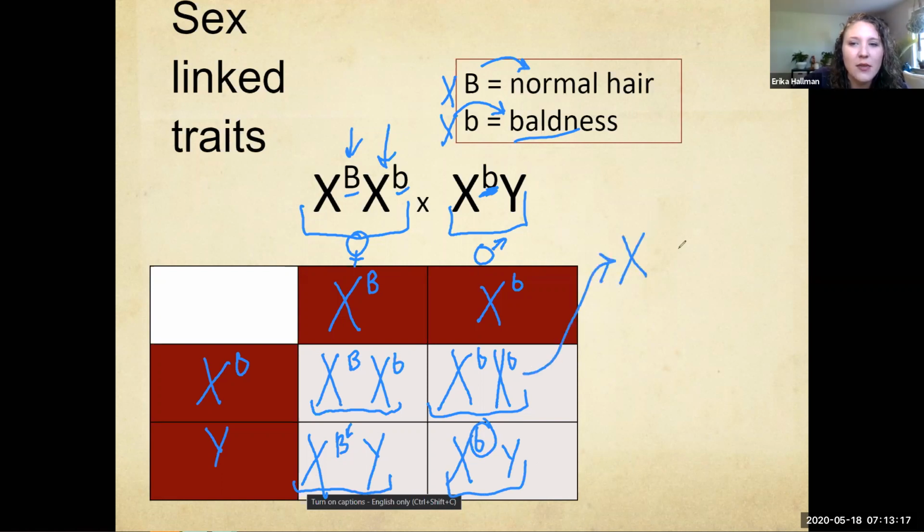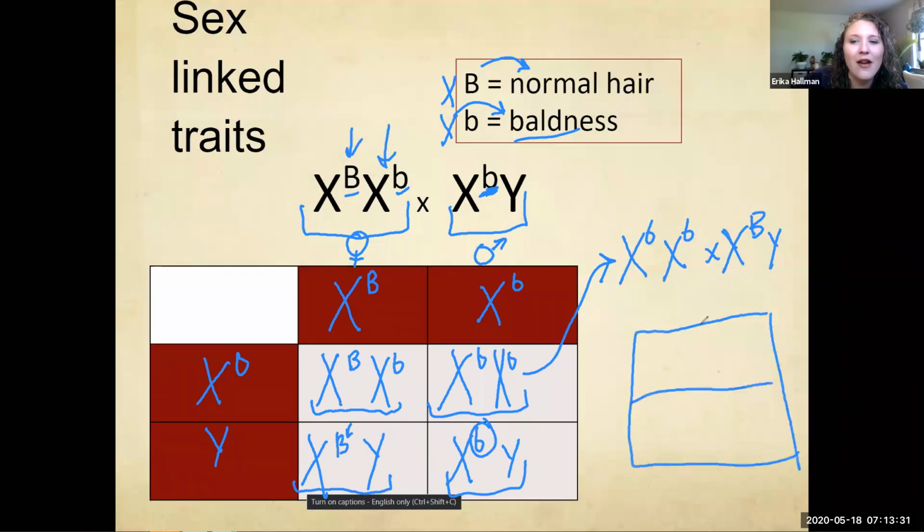If she is X little b, X little b, let's say she has offspring with a male who is bald. This is a classic example of where guys freak out because they're like, oh, my dad has hair, therefore I'm going to have hair, but they're wrong. So here's our female. We're going to put her up here. X little b, X big B. Here's dad with X big B and Y.